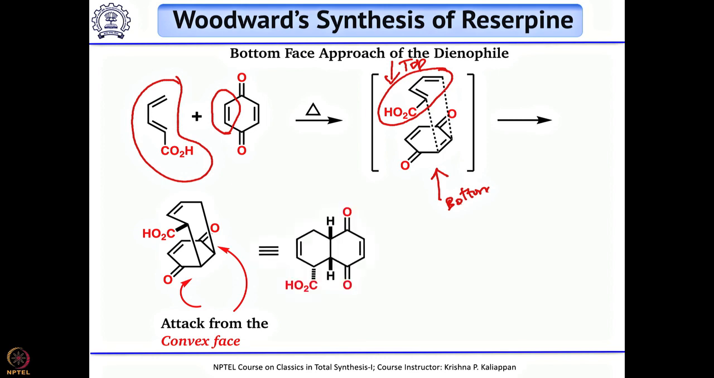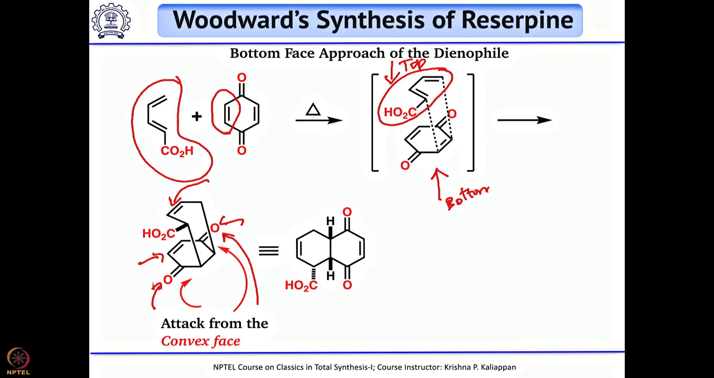Now another interesting thing is, if you want to carry out any reaction on this double bond or this carbonyl, the reagents will attack only from the convex face. This is the convex face. From this place only the reagents will attack, because that is the least hindered.